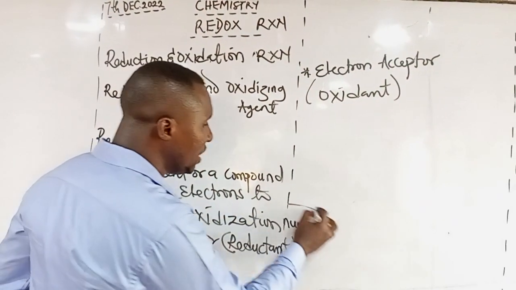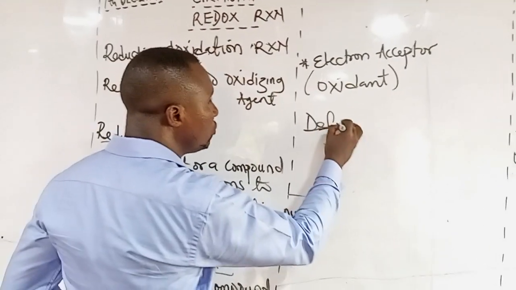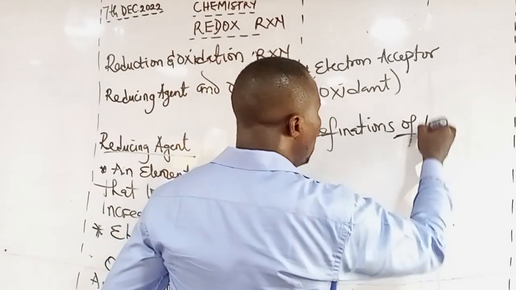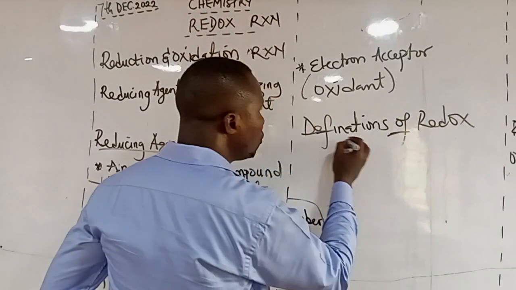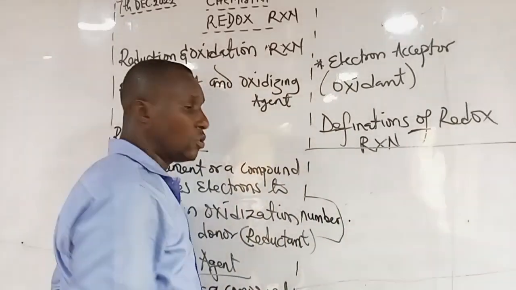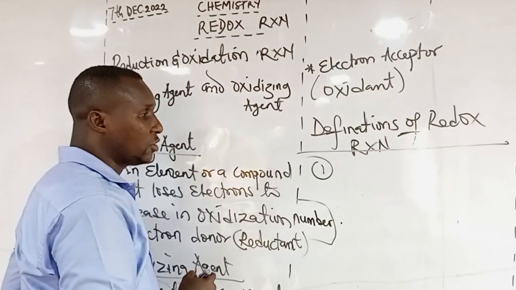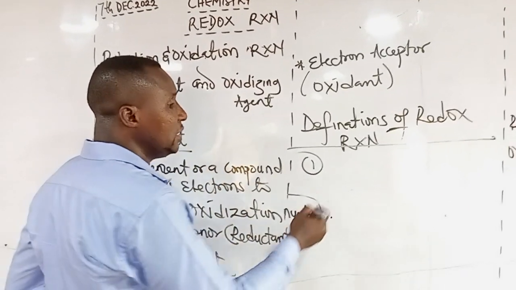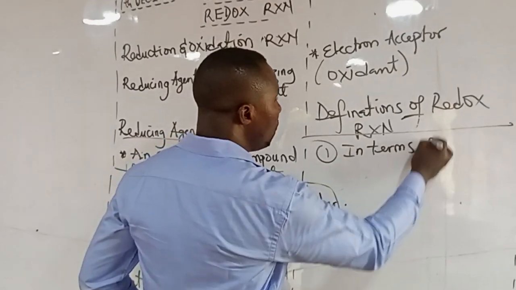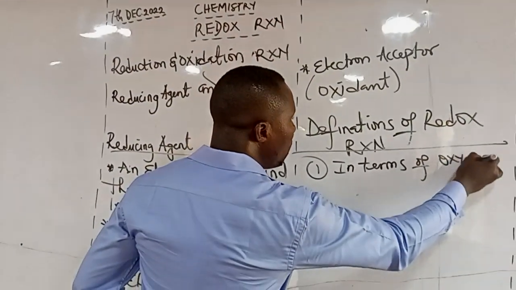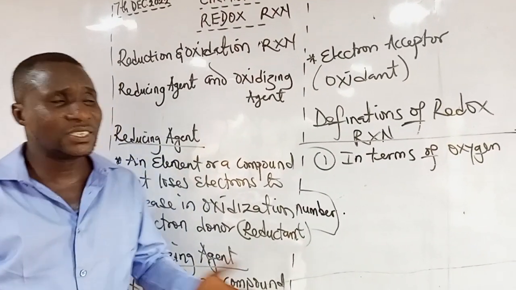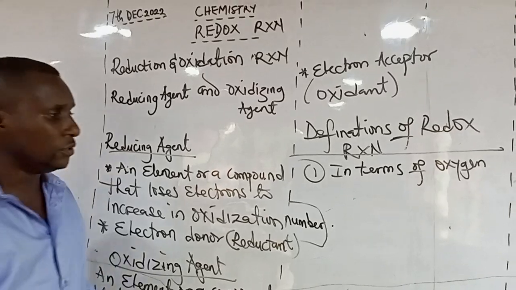Now let us go to the definitions of redox reaction. The first definition of redox reaction can be defined in terms of oxygen. What is redox reaction in terms of oxygen?